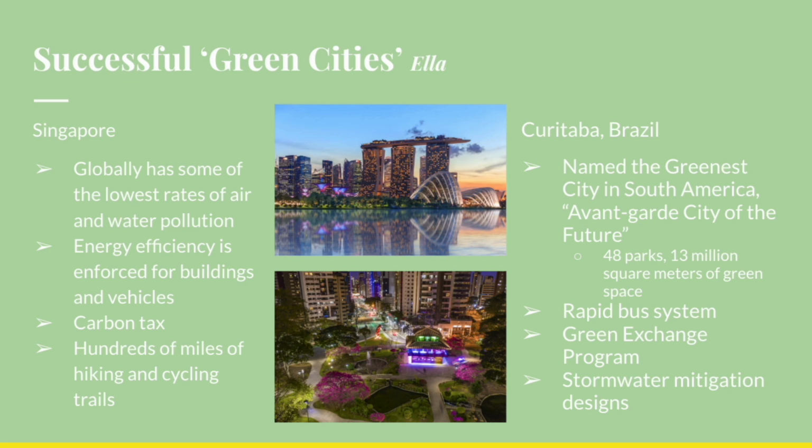The innovative bus rapid transit (BRT) system reduces traffic emissions, while the Green Exchange program incentivizes recycling by allowing residents to trade waste for food or transit credits. Additionally, advanced stormwater mitigation designs prevent flooding and protect water resources. Both these innovations and measures collectively make Singapore and Curitiba a model for green and eco-friendly urban living.